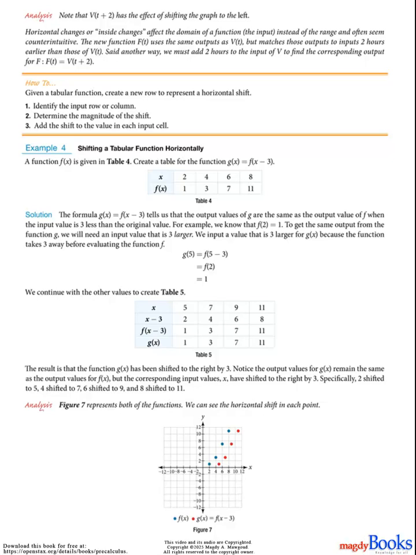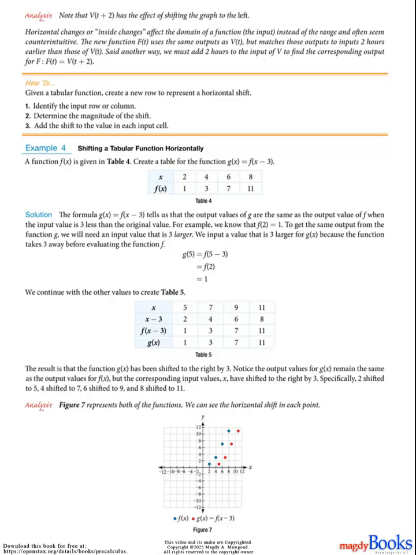Said another way, we must add 2 hours to the input of v to find the corresponding output for f. f(t) = v(t + 2). How to: Given a tabular function, create a new row to represent a horizontal shift. 1. Identify the input row or column. 2. Determine the magnitude of the shift. 3. Add the shift to the value in each input cell.